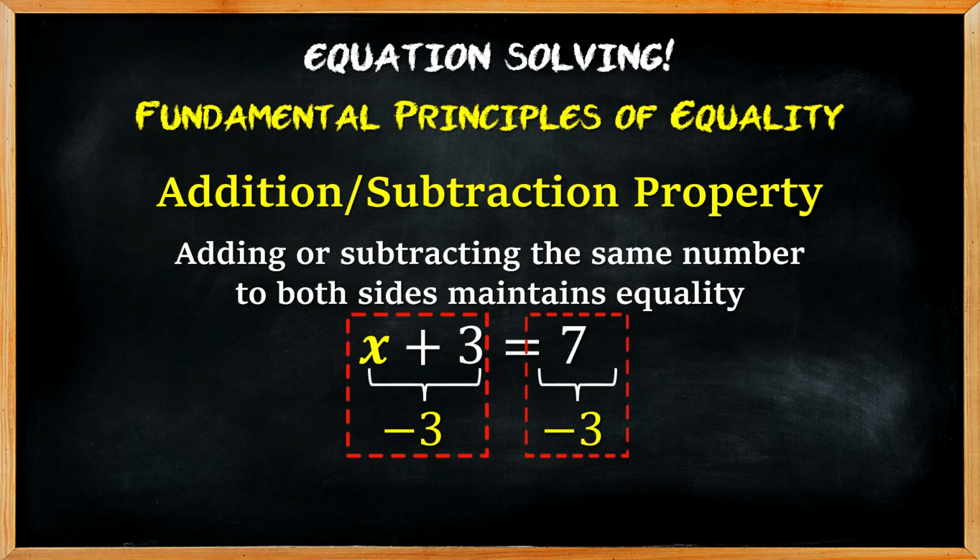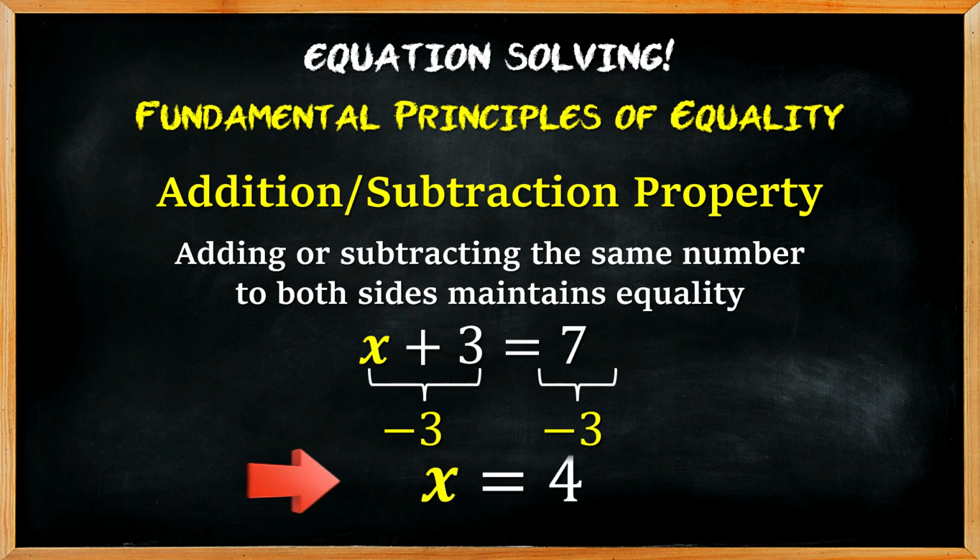We subtract 3 from the left side and subtract 3 from the right side. This keeps the equation balanced. The result is x equals 4. The equality is preserved because we performed the same operation on both sides.